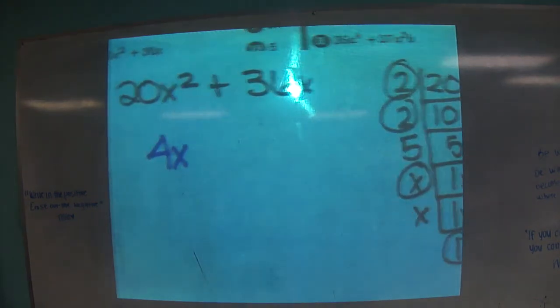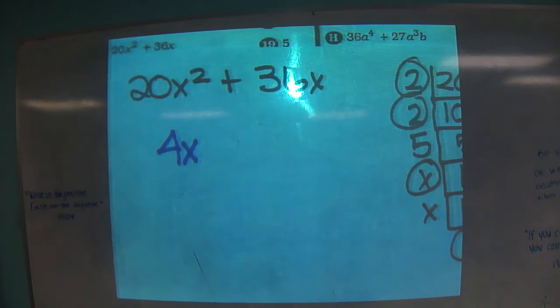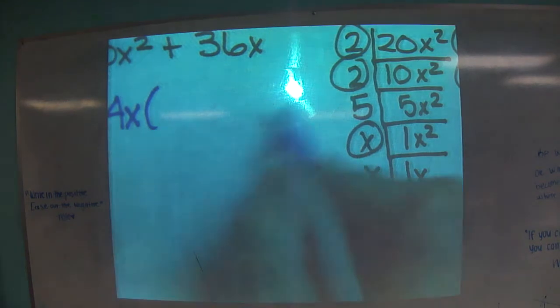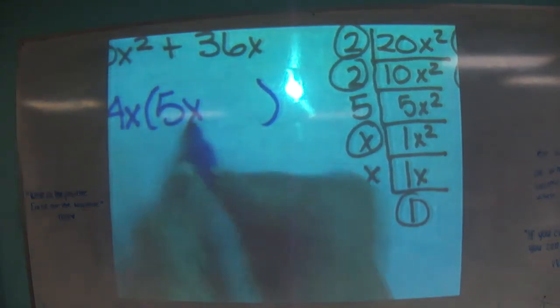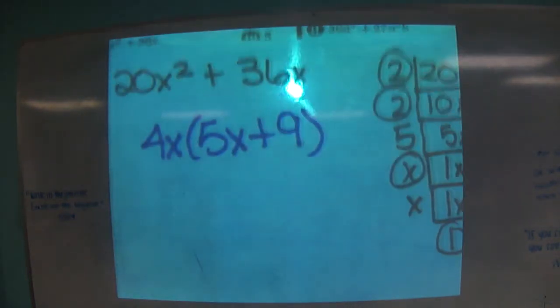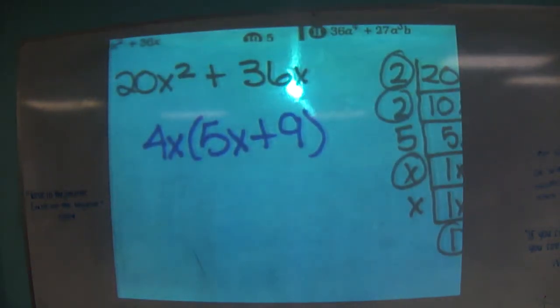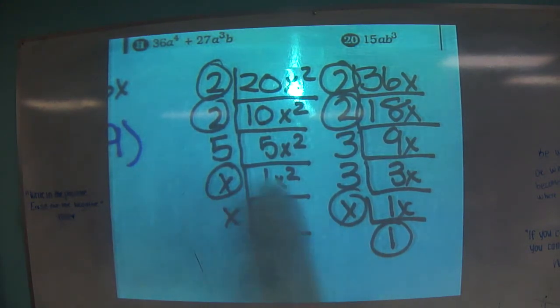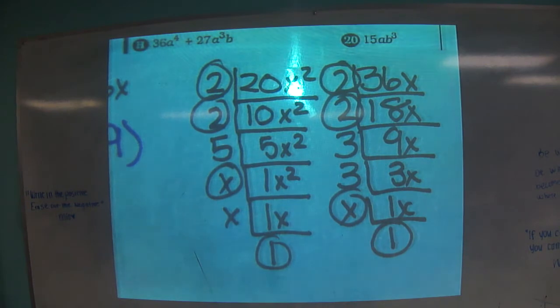Oops, can't see it. You good on that? 4x, and then what's left over of the 20x squared? 5x plus 9. See how we factored it? There's how we factored it. You see what's common? So the 2's are common, the x is common. Multiply them together. Remember, factors just multiply together.